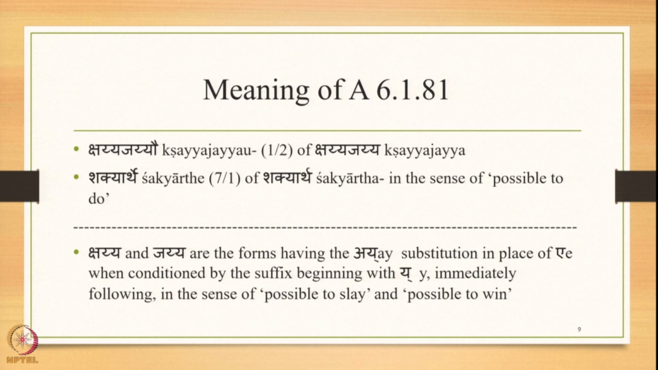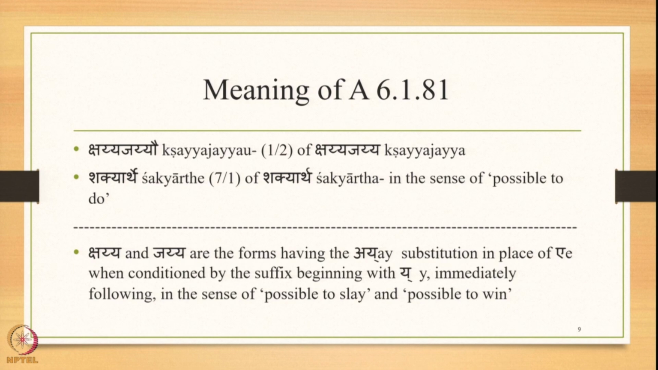So in this sutra there are 2 words, Kshaya Jayau, which is 1/2 of Kshaya Jaya, and Shakyarthe, which is 7/1, which means in the sense of possible to do, Shakya. So the overall meaning of this sutra is this. Kshaya and Jaya are the forms having the Aya substitution in place of E when conditioned by the suffix beginning with y immediately following, in the sense of possible to slay or destroy and possible to win.